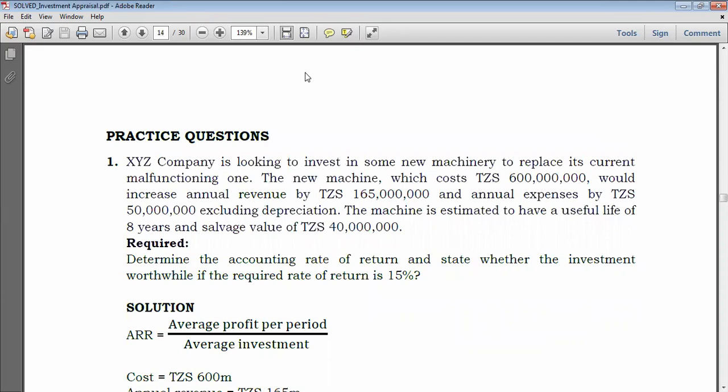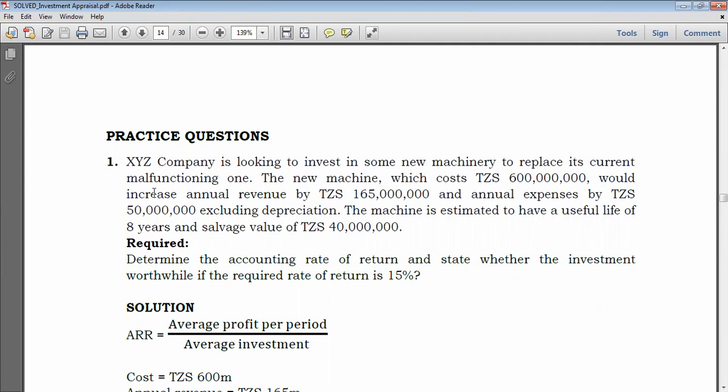So let's just read this example and try to look at how we can solve it. We are told XYZ company is looking to invest in some new machinery to replace its current malfunctioning one. The new machine, which costs 600 million TZS, this is just a currency, so no issue, it could be dollars, euros, anything, would increase annual revenue by 165 million and annual expenses by 50 million. So this is the impact of the new machine.